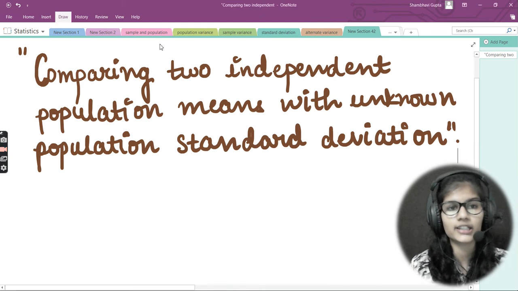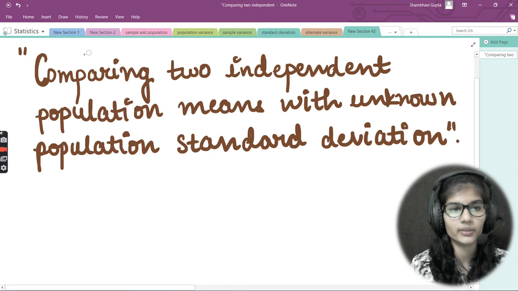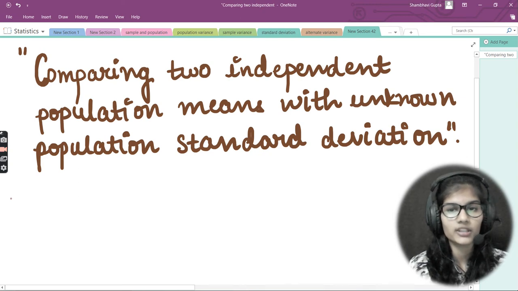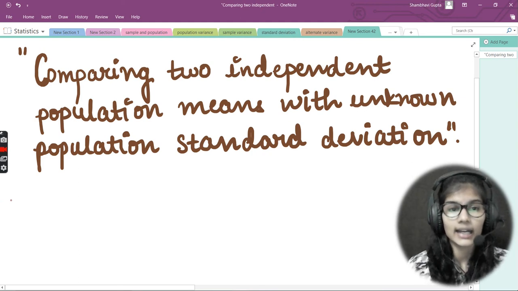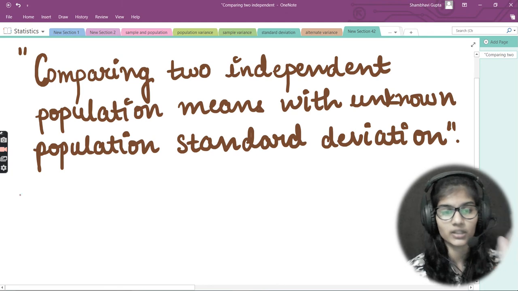Let me quickly take out one color so that we can start writing about the topic which we are discussing. Now, what I just meant by comparing two independent population means with the unknown population standard deviation is this: I would take two independent population means and compare them with the unknown population standard deviation.